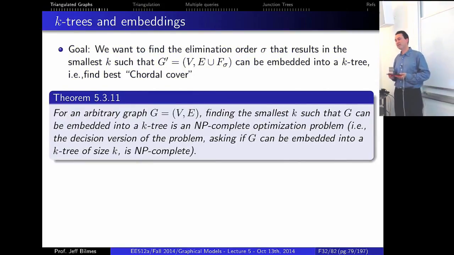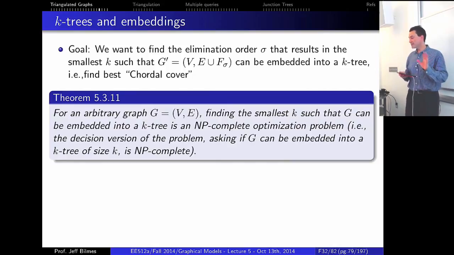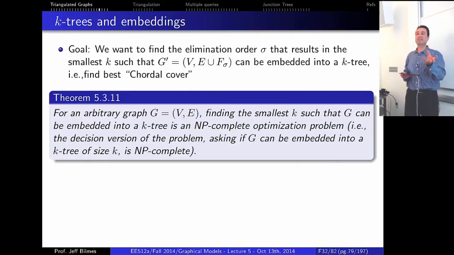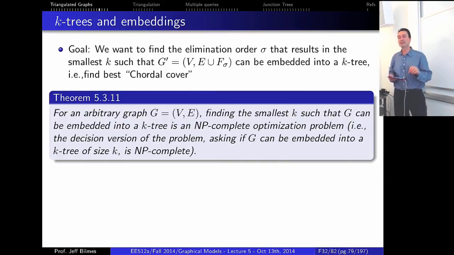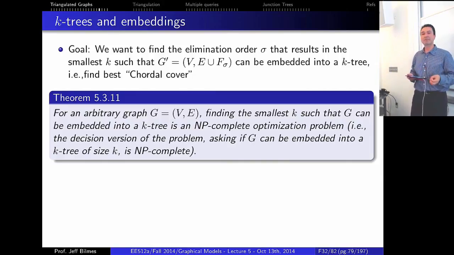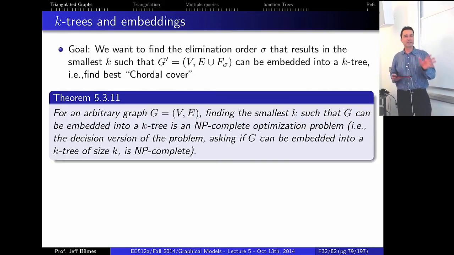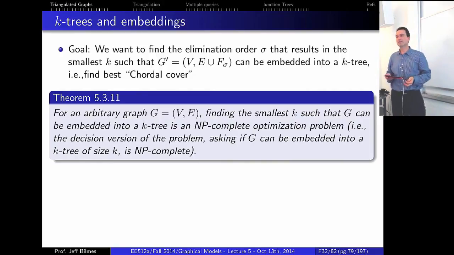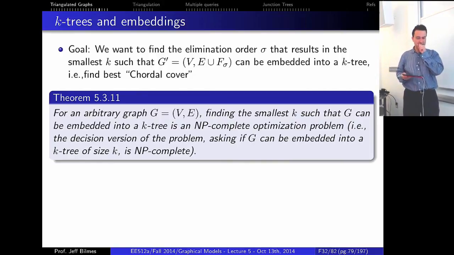And the sad theorem we have is that finding the smallest k such that G can be embedded into a K-tree, even given all of these other potential misgivings that you might have about this process, the long chain and the lollipop graph, is an NP-complete optimization problem. Meaning, for example, the yes-no version of the problem, like can this graph be embedded into this K-tree, is an NP-complete question. So what this means is that unless P equals NP, you can't hope to find the optimal elimination order for a graph.